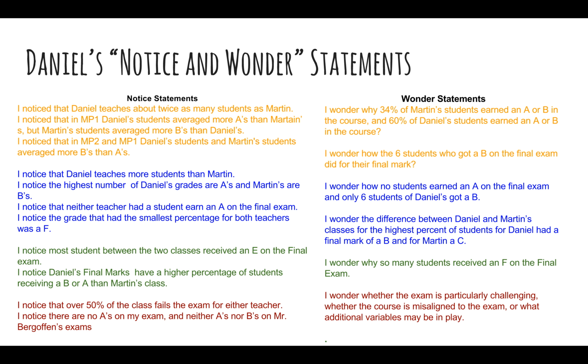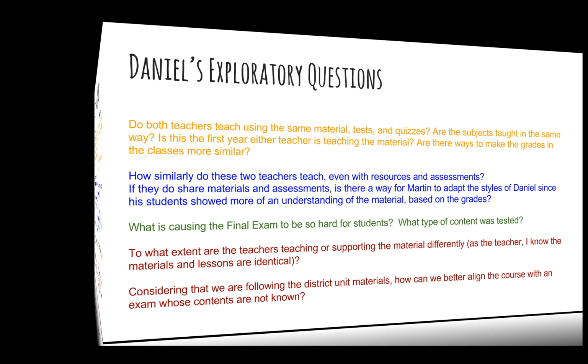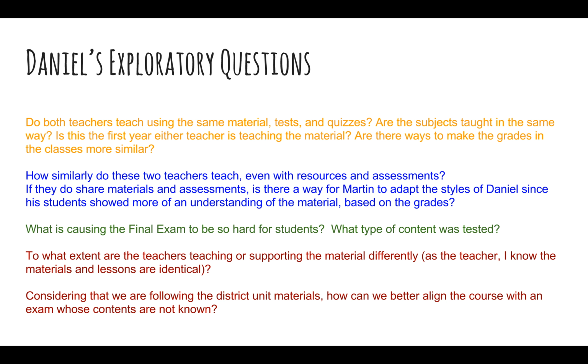And for his wonder statements, we wondered why, based off of the graph, the final percentages were so low. We wondered what the challenges were on the final, since the students' performance was a little bit lower compared to throughout the year. And then just to sum up the exploratory questions for Daniel, we pretty much were wondering and asked, how do the 2 students share material? How do they work together? And in what ways are they different? And maybe in the answers to those questions, they can fill the gaps a little bit.